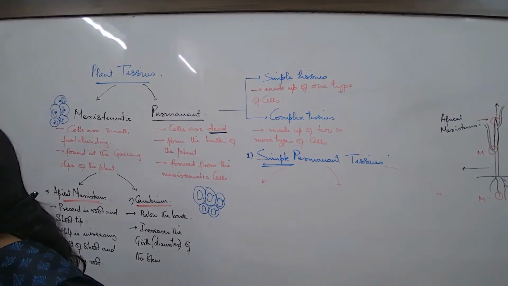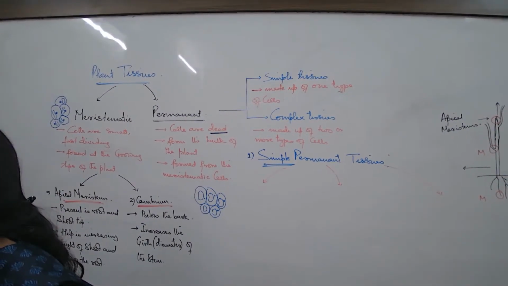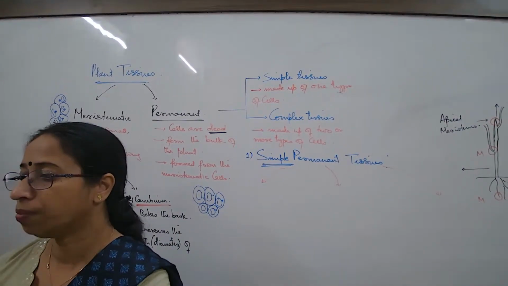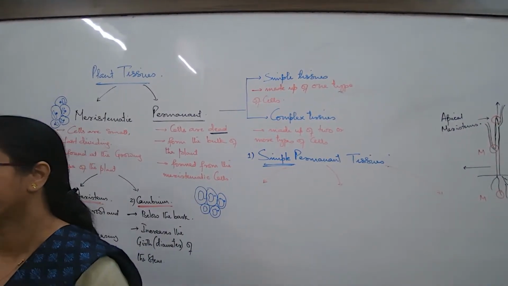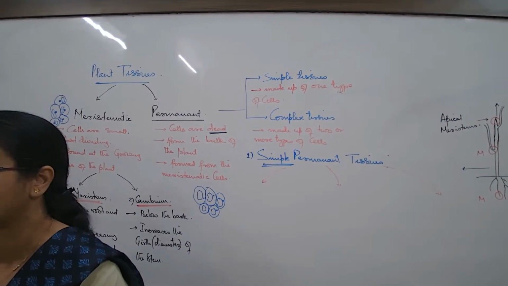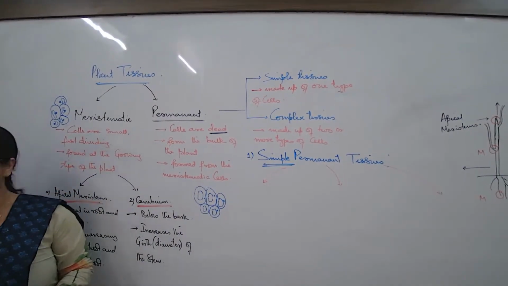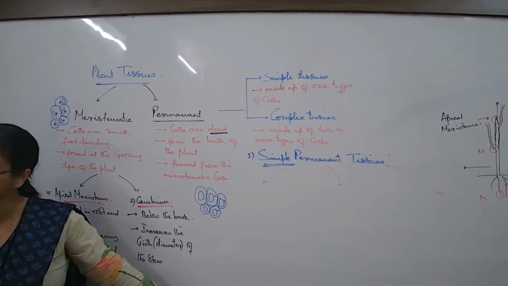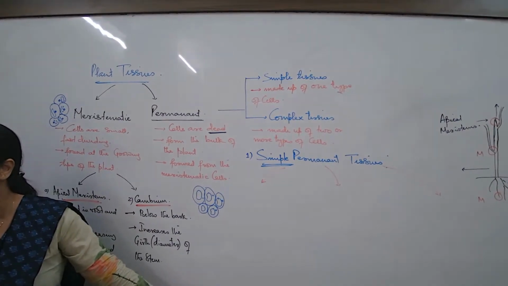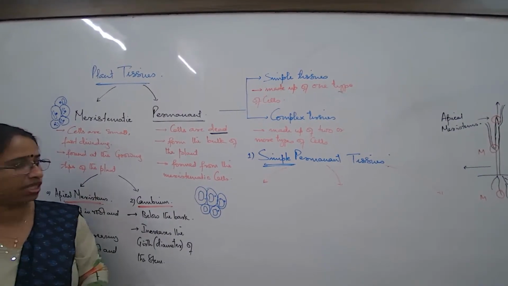I talk about the first type of simple permanent tissues. Just follow these diagrams first. Volume, which page is it? Page 19. So as I'm explaining, refer to these diagrams first. What did I tell you? What is the meaning of simple permanent tissues? They are made up of only one type of cells. So now let us learn what the types are.